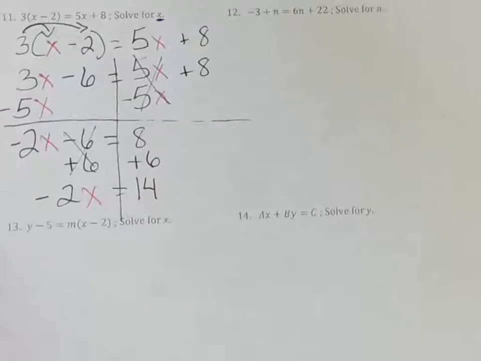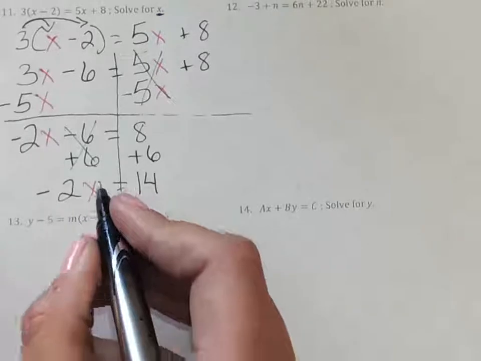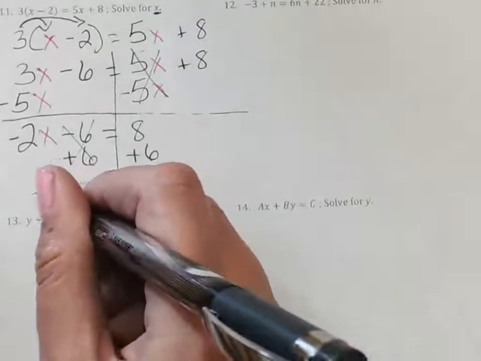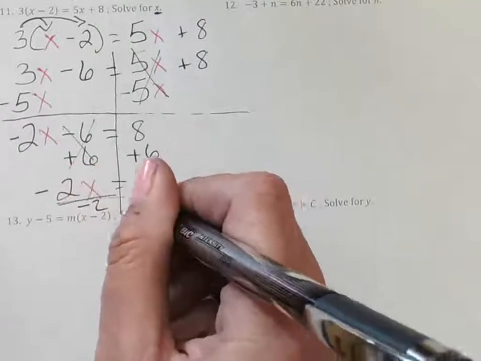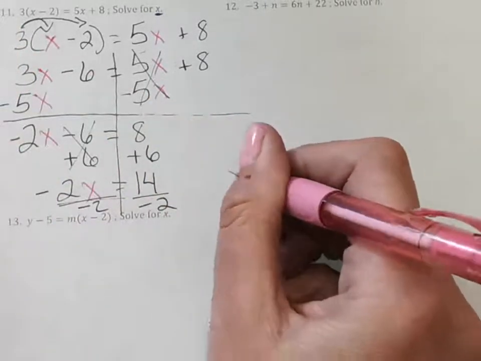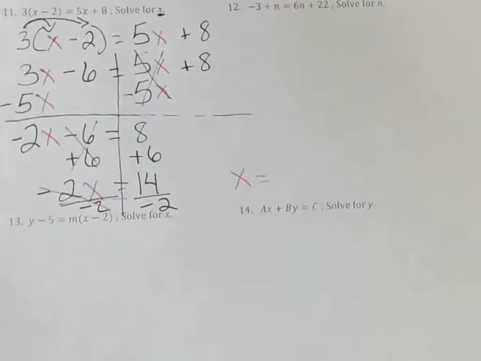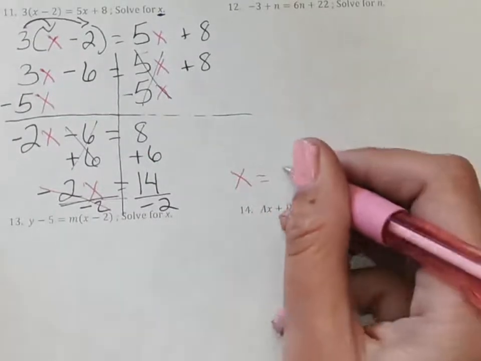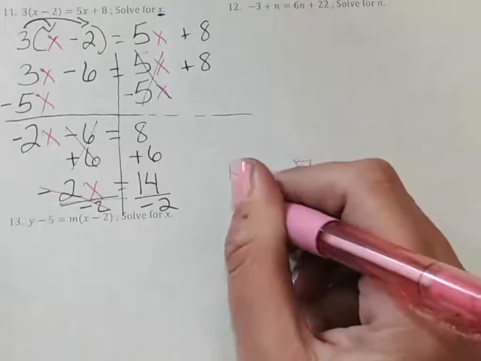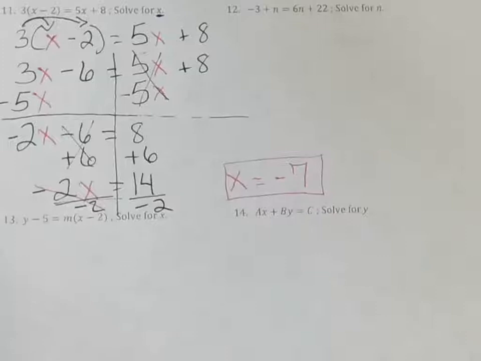Don't stop here. You're not done. You're solving for x. This is negative 2 times x, so you're going to divide. Oh geez, divide by negative 2. Divide by negative 2. I'll come over here. So you get x equals 14 divided by negative 2, which is negative 7. Okay, so that's number 13. Oh, sorry, that's number 11. Number 12 is very similar.